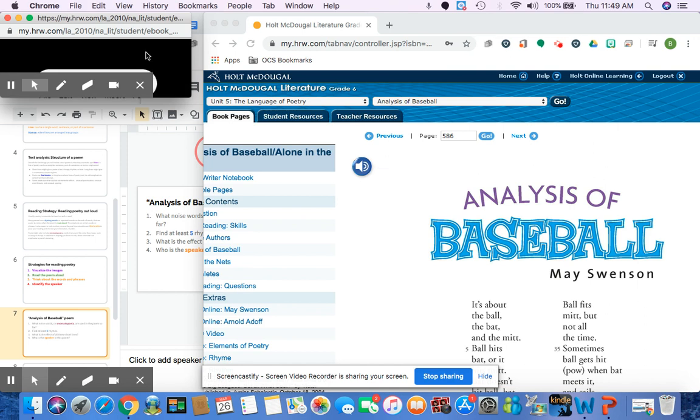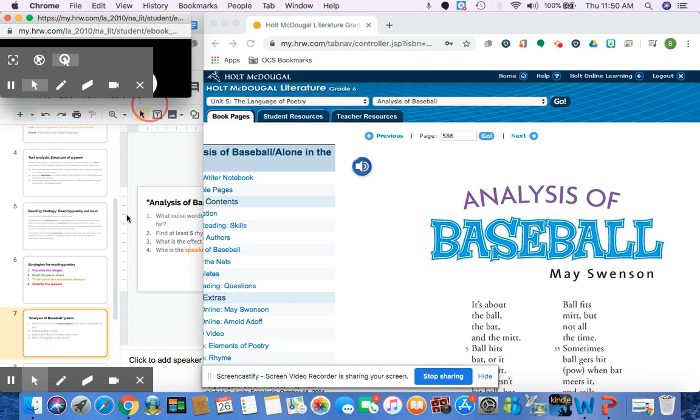Analysis of Baseball, May Swenson. You are about to read 2 poems that focus on the world of sports. May Swenson's Analysis of Baseball breaks a baseball game down into its smallest parts. Alone in the Nets by Arnold Adolph follows a soccer player's thoughts during a stressful game. Read along to take a fresh look at the sports people play.